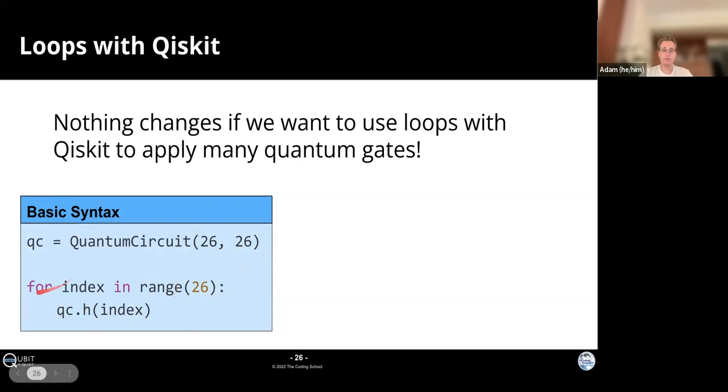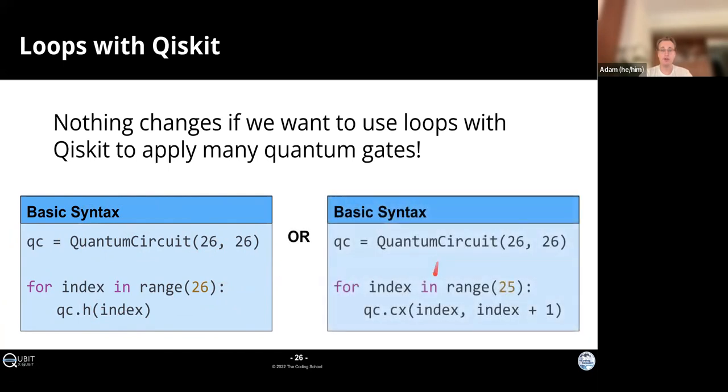We don't actually have to change very much here. For index in range 26, because there's 26 of these things, and then we can apply a gate. So this is actually the answer to the question that we had in the beginning of what if we want to apply an H gate or prepare plus states for 26 different qubits. Note that we can do more complicated things too. For instance, we could apply CX gates that basically cascade down, where we go from 0 to 1, 1 to 2, 2 to 3, all the way down to 24 to 25. So we can get pretty complicated with it, but notice that the setup is always the same. And that's the beauty of using loops here.